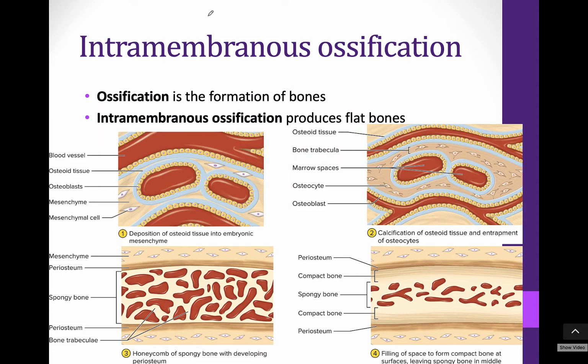Intramembranous ossification is how we form flat bones. So, for example, the bones of your skull or your clavicles. Ossification is, os is bone, and ification is forming. So this is a forming of bones. This produces flat bones. So in this first step here, number 1, we have mesenchyme.